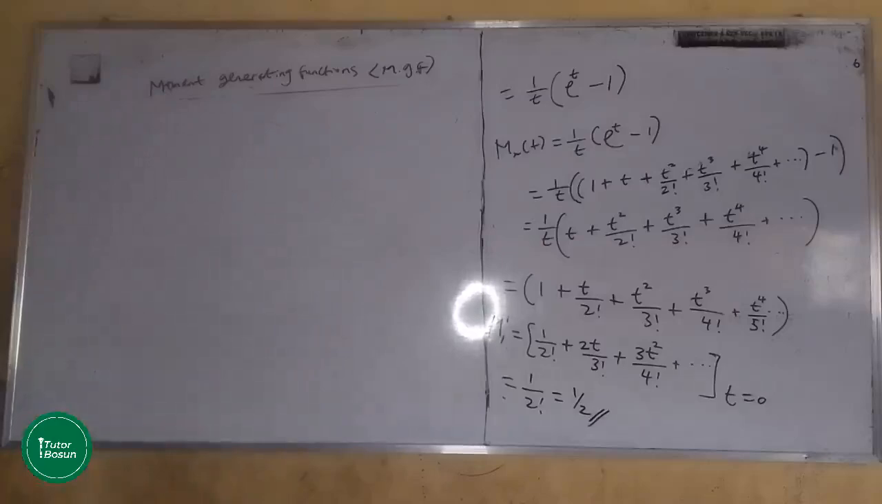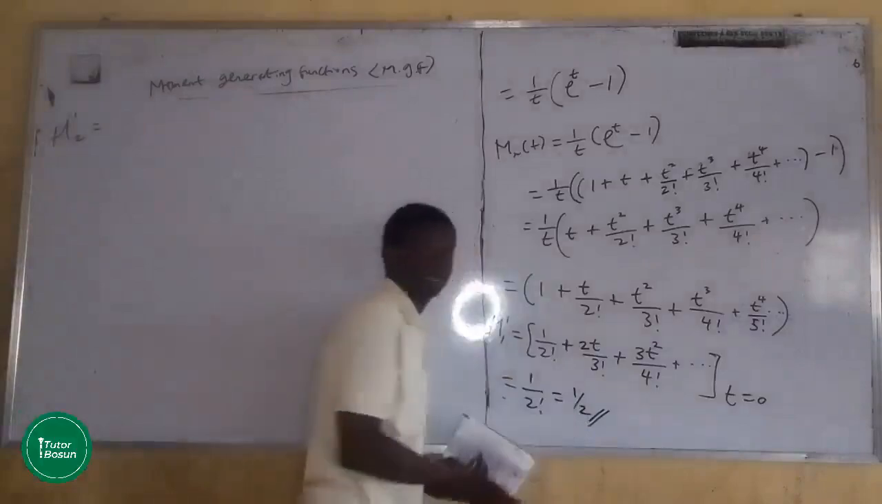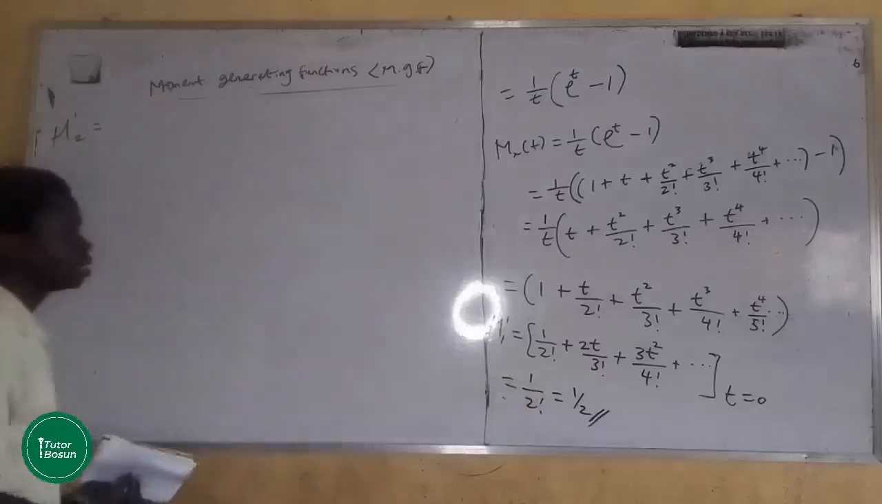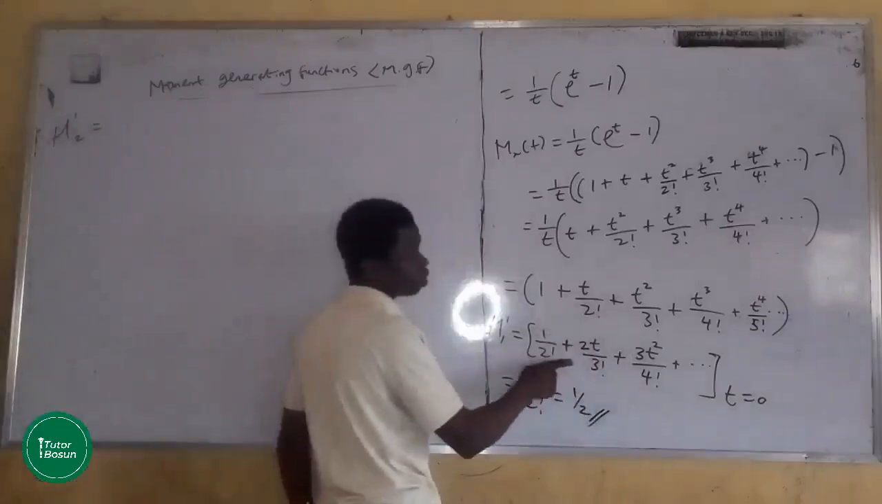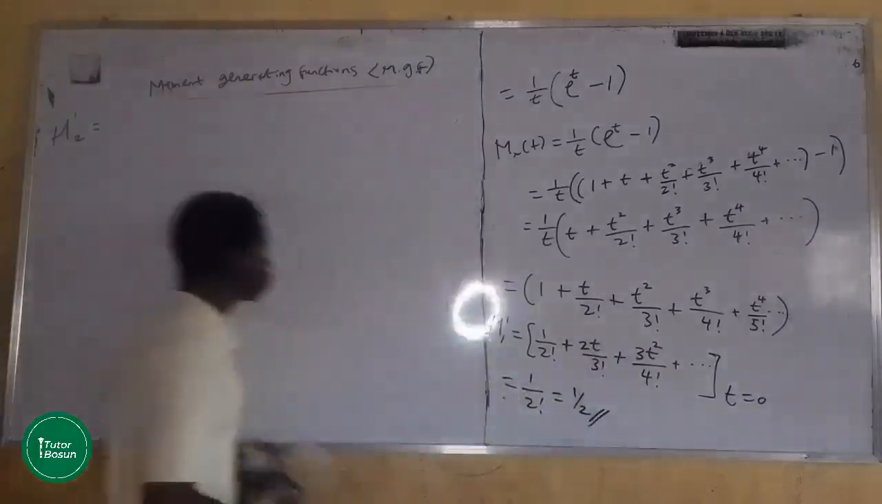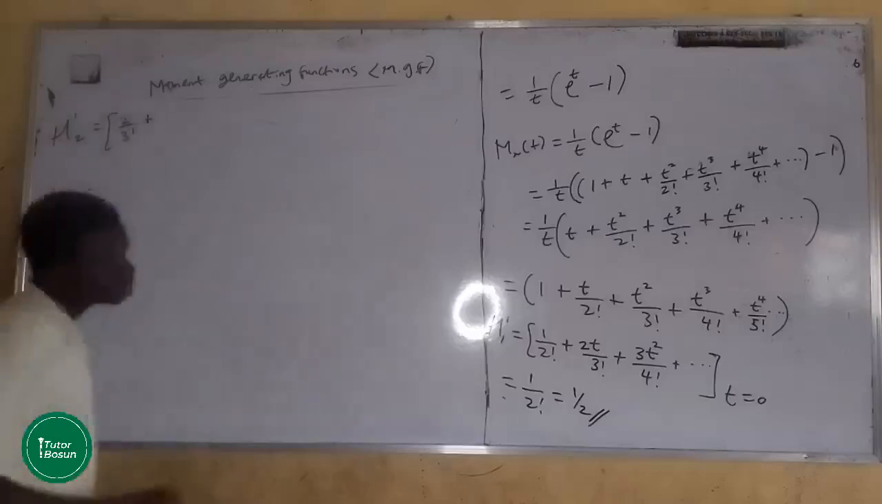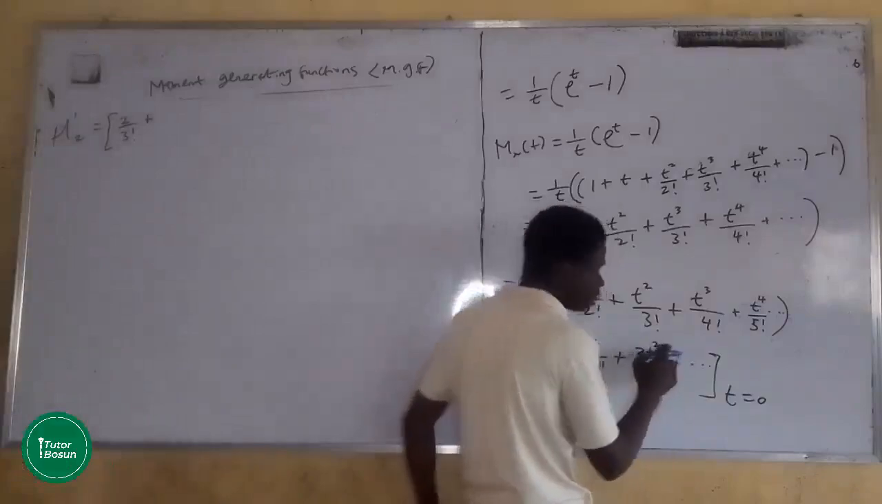So to determine our second moment, it will definitely be the derivative of the first moment. So we differentiate this once again, then you set t to what? You set t to 0. So differentiating this once again, 1 over 2 factorial will become 0 because it's already a constant. Then this will become what? 2 over 3 factorial. Plus this becomes what? 2 times 3, that's 6 times t.